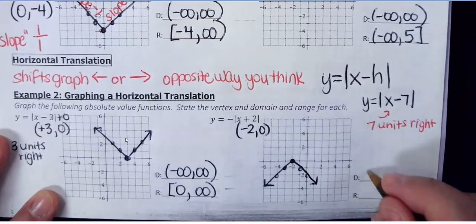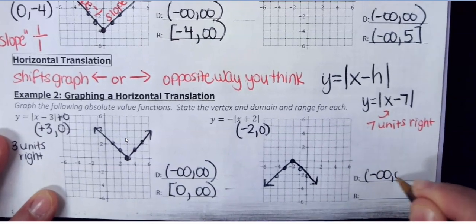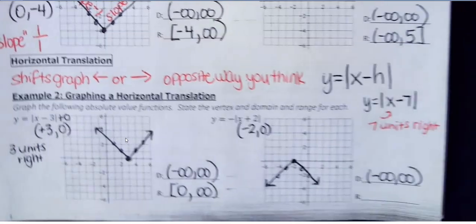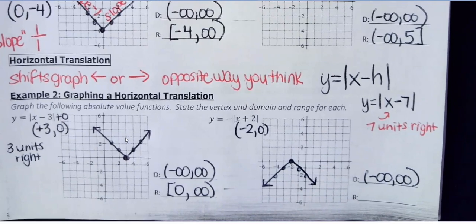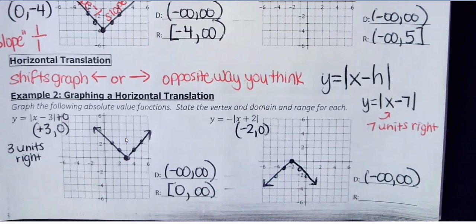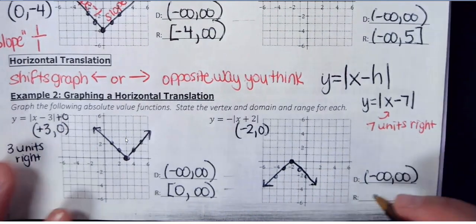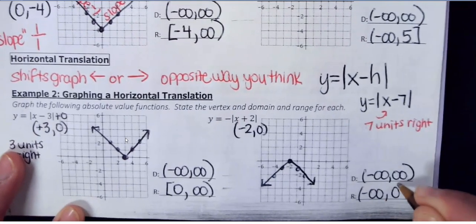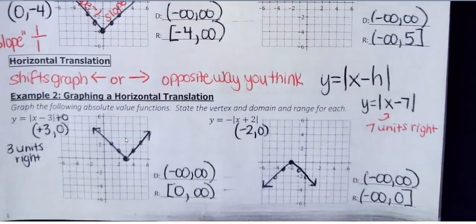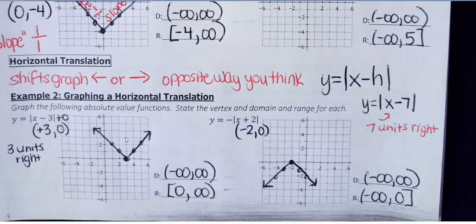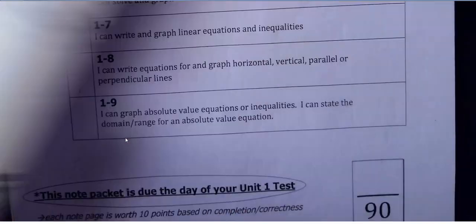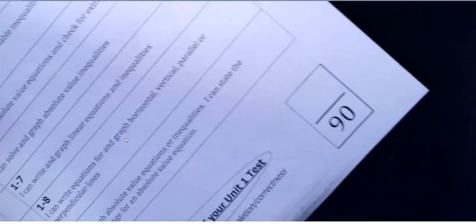And so we're going here, still -infinity to infinity for your domain. What would your range be for this graph? I've got it turned upside down. What do you think? -infinity and then 0. Is anybody having a question? Okay, I'm going to see if we can get these two done real quick here.